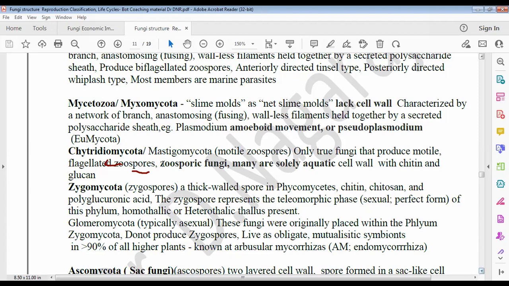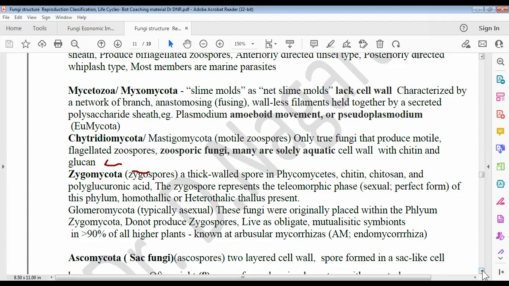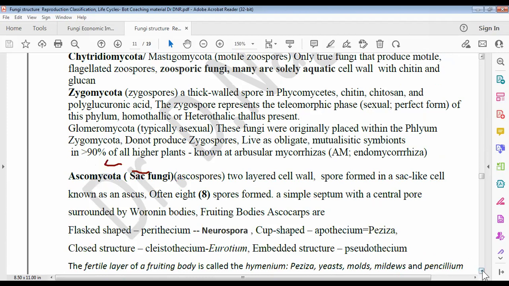I already told you Mastigomycotina is divided based upon the flagella: Chytridiomycetes, Hyphochytridiomycetes, Oomycetes. One flagellum on the posterior side, Chytridiomycetes. Anterior side, Hyphochytridiomycetes. Two flagella, that is Oomycetes. And Zygomycotina, this also I explained already. Zygomycetes fungi are also called Phycomycetes, algal fungi.